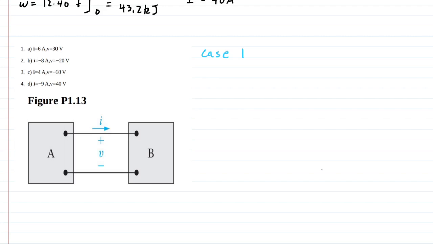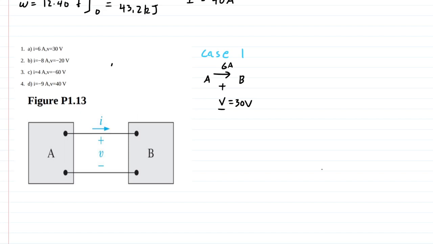In case 1, we have 6 amps flowing from A to B, and the potential difference, the voltage across them, is 30 volts. Since the current is positive and the voltage is positive, we're going to get a positive answer.